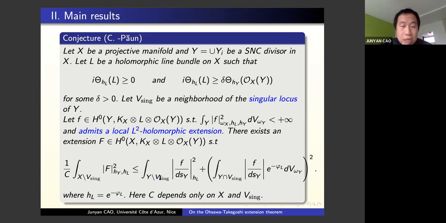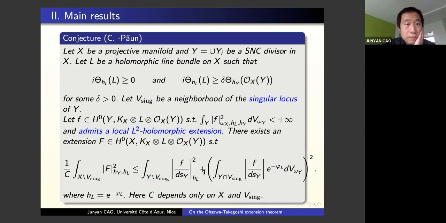So as we explained before, when Y is smooth, this L2 norm is equivalent to this L2 norm. So outside the singular locus of Y, the finiteness of this L2 norm implies the finiteness of this L2 norm. And here we need to add another term, the L1 norm of small f in a neighborhood of the singular locus of Y. Our conjecture is that if the L1 norm of this term is bounded, then we can find an effective estimate of the extension section.